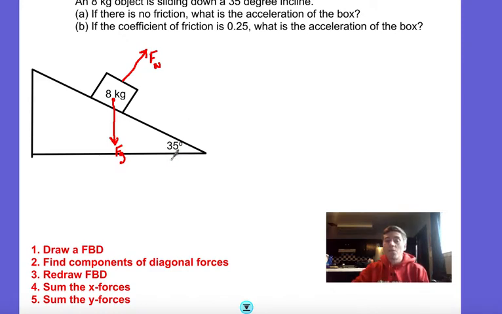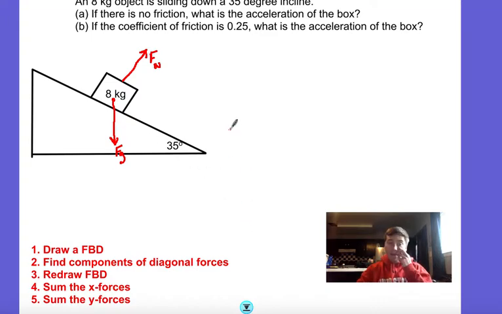Is there any other force? It doesn't say that there's an applied force, so nothing's going to be applied this way. We just have gravity working on it. Is there a resistance force at all? There's no friction in this first situation, so this is all we have. All we have is the normal force pushing up and the force of gravity pushing down.